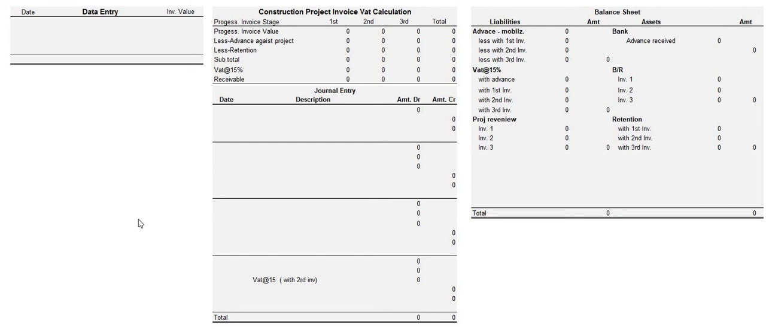Hello, I'm Salim Irakuni. In this video, I would like to show you how to calculate VAT in a progressive construction project invoice. Usually, there are two methods for invoice preparation.